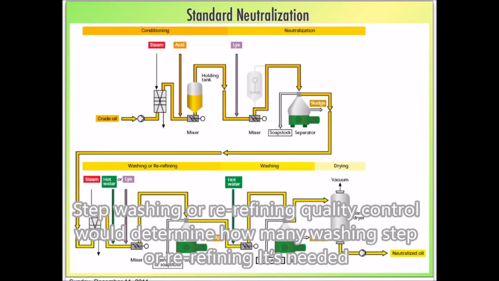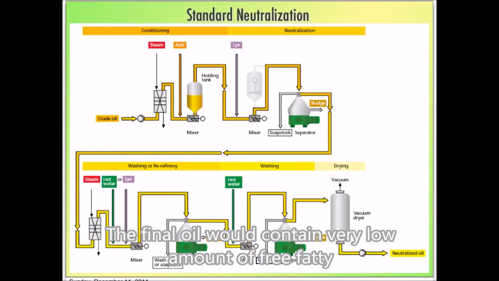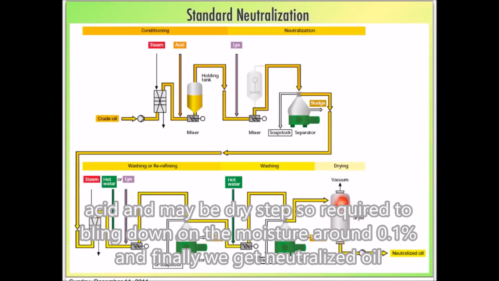So the quality control would determine how many washing steps or whether re-refining is needed, so that the final oil will contain a very low amount of free fatty acid, and maybe a drying step is also required to bring down the moisture to around 0.1%, and finally we get the neutralized oil.